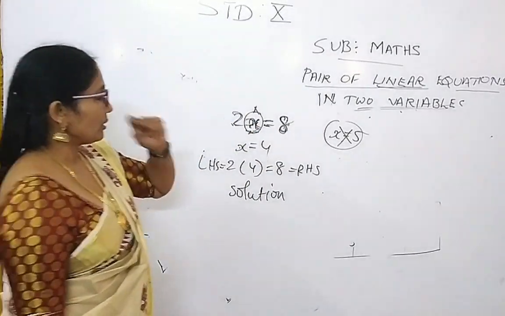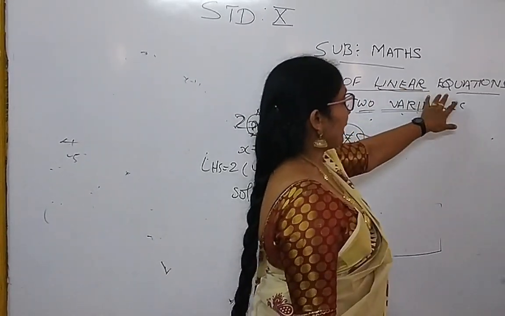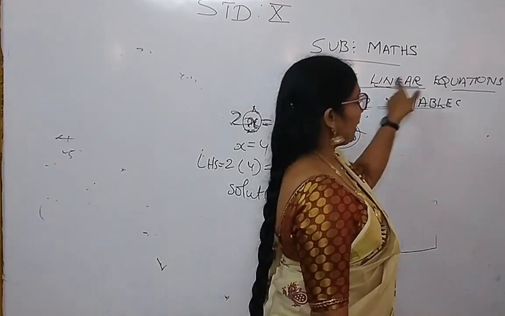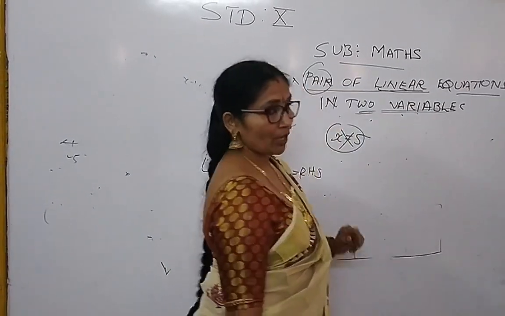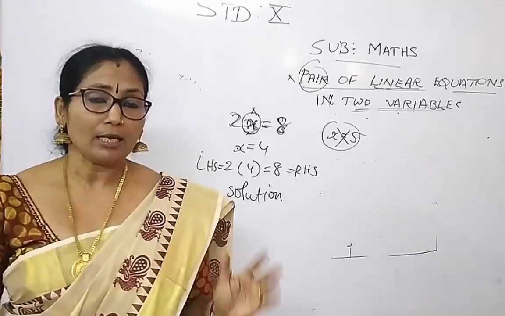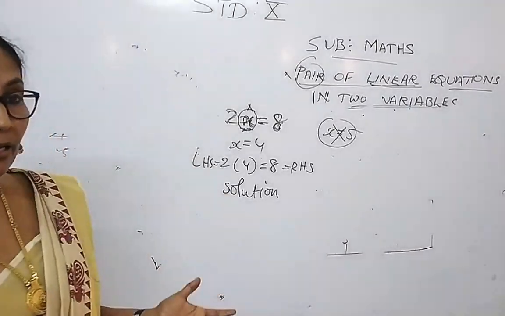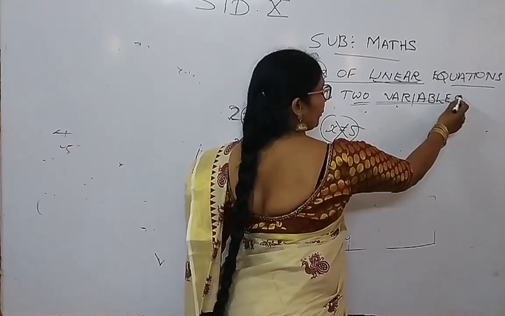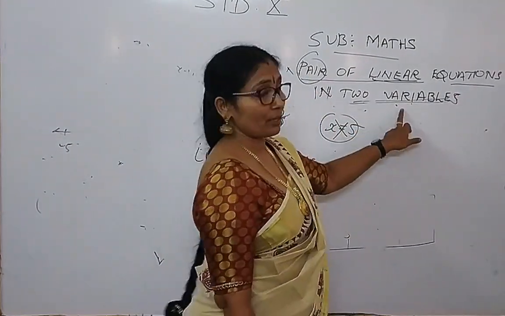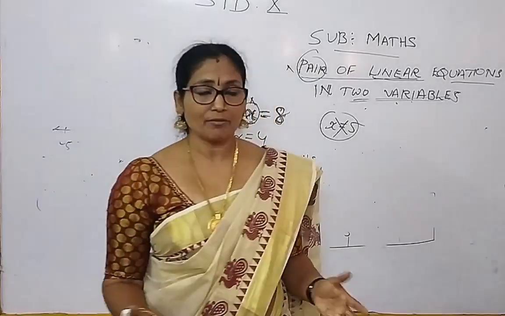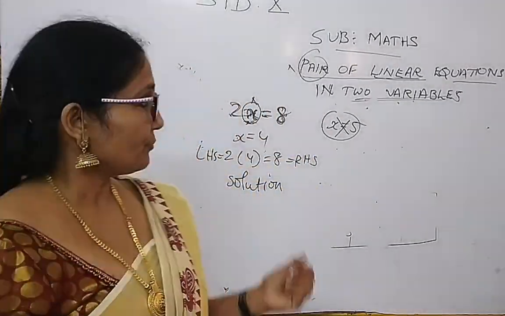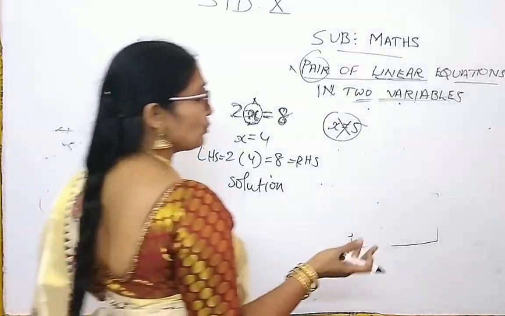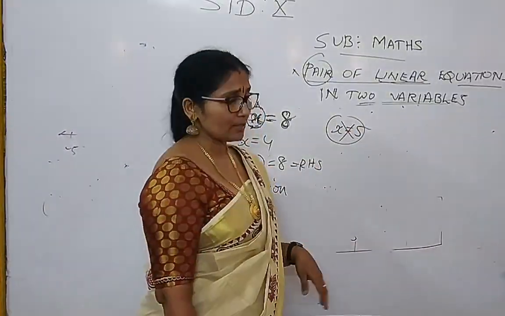Now consider the next, pair of linear equations. Leave the pair for now. Now we are going to explain linear equations in two variables. Linear means again the same thing: degree should be 1, with two variables. Normally the variables are represented by x and y, but apart from x and y, you can use other letters also for these variables.